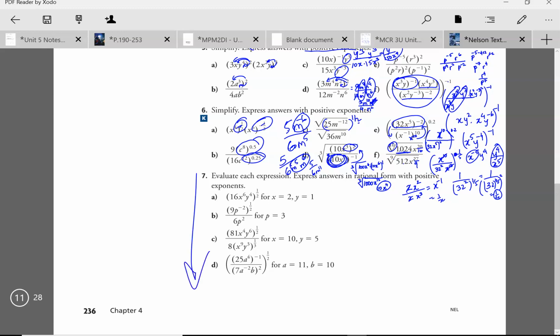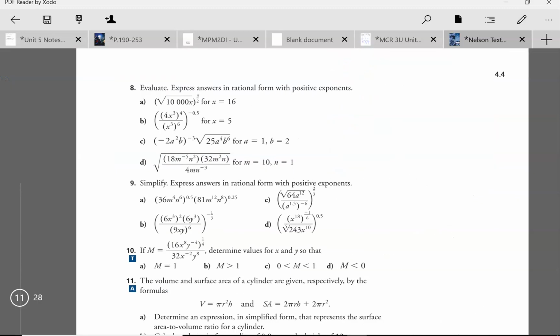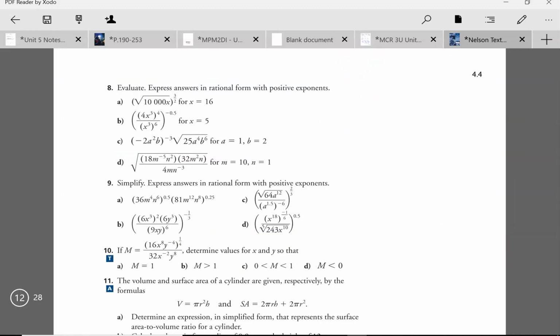Okay, I'm not going to do these questions. I've done enough practice with you guys. You should be able to. I don't think they're too difficult. You should be able to do them. Nothing looks too complicated here.